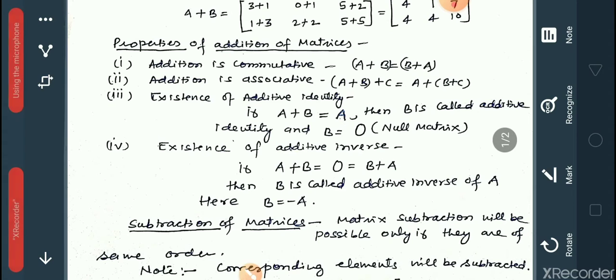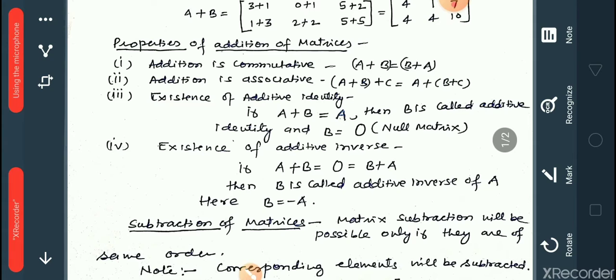Now, existence of additive inverse. Additive inverse means if there is a matrix and it is added to any other matrix and it gives a result as the null matrix, then both will be additive inverses of each other. Here A plus B is equal to the null matrix, which is equal to B plus A. That means B is the additive inverse of A, and A is the additive inverse of B.